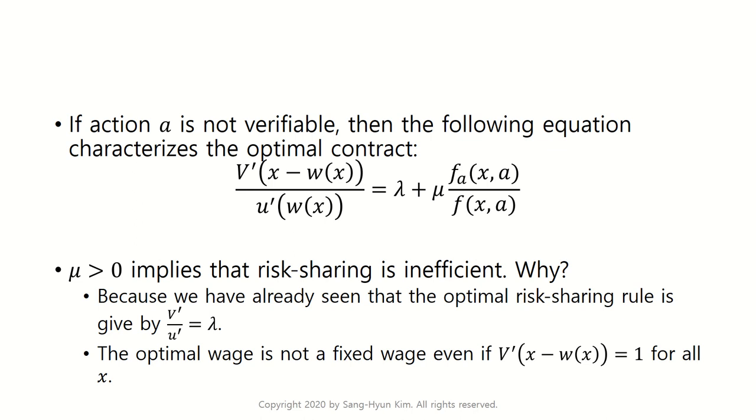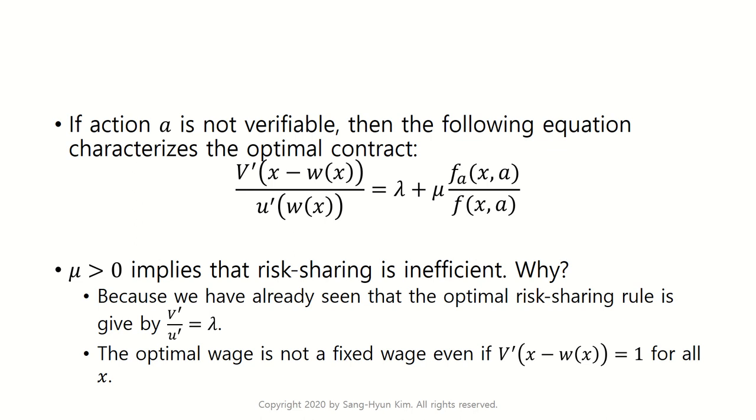The reason is the principal has to give an incentive to work. To give an incentive to work, you shouldn't give a fixed wage. If a fixed wage is given, then the agent has no reason to work, so the effort will be 0. So even in the case that the principal is risk neutral, the optimal wage must be a function of x, contingent on x. What that means is risk sharing is not optimal.